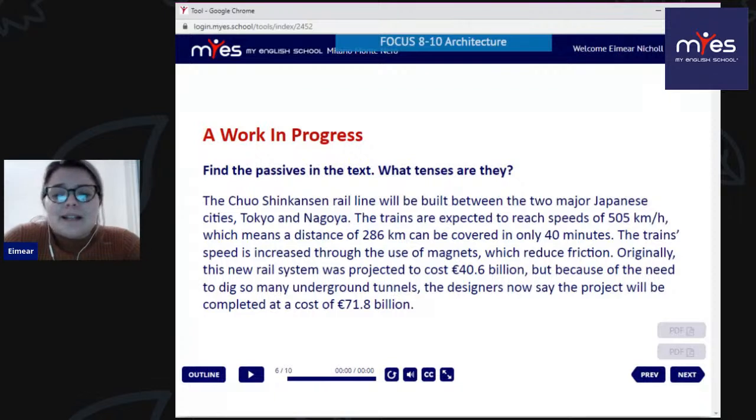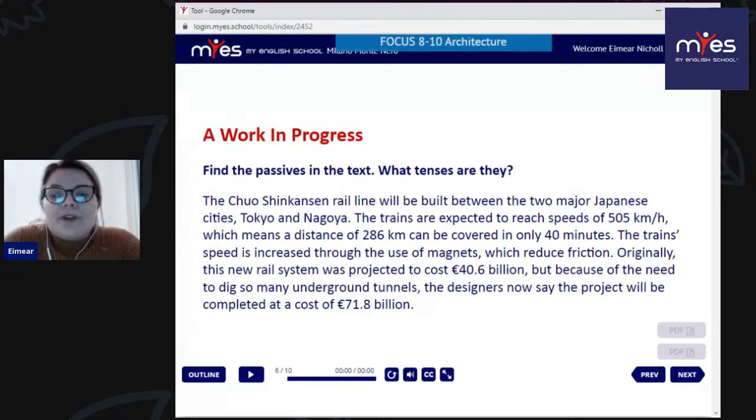The train speed is increased through the use of magnets, which reduce friction. Originally, this new rail system was projected to cost 40.6 billion euro, but because of the need to dig so many underground tunnels, the designers now say the project will be completed at a cost of 71.8 billion euro.